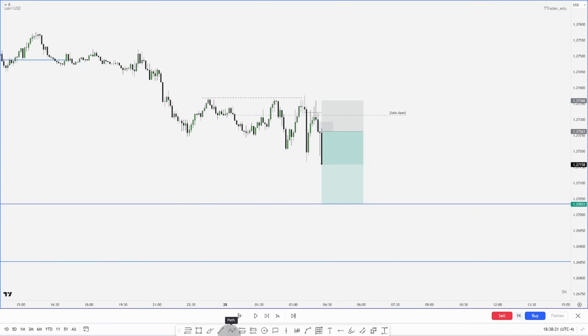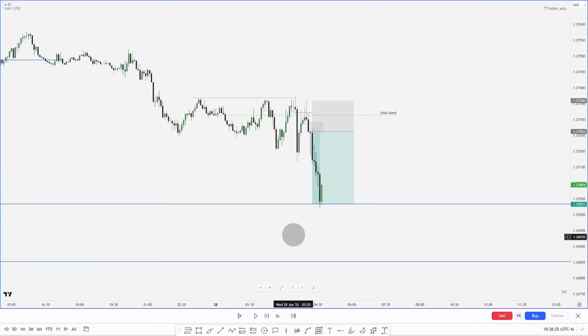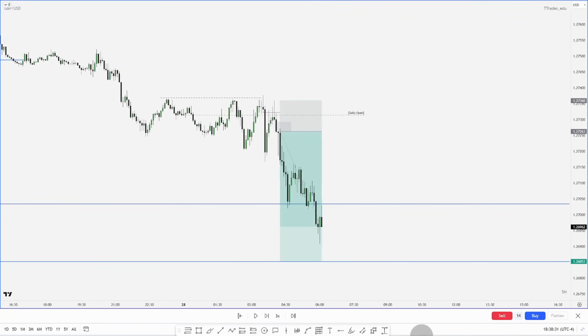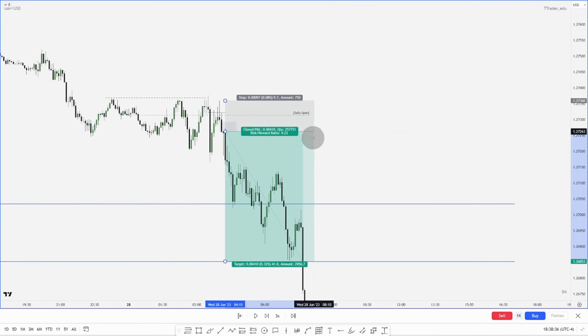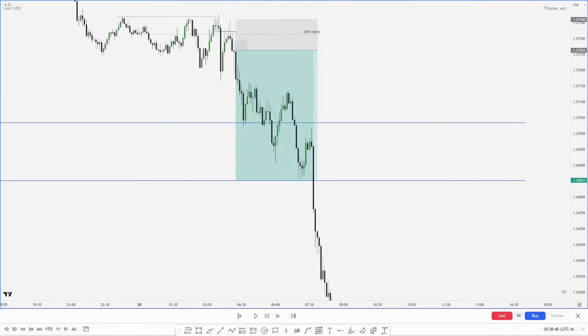So we let this play out. We get an aggressive move down towards our previous day low. Now let's see what happens if we reach for that swing point. And there we go. Price reaches for that swing point and ends up continuing a lot lower.